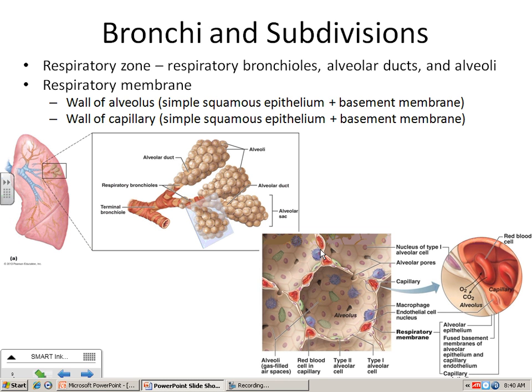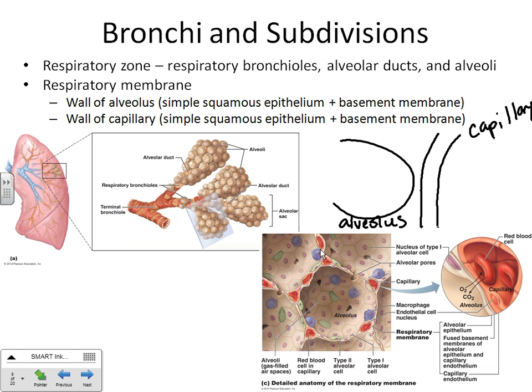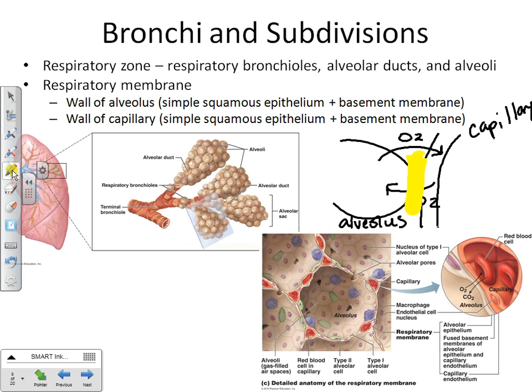Okay? So at the very bottom, I have one alveolus, right? Wrapped around that alveolus, right next to it, there's going to be a capillary. Okay? We need the oxygen to go from the alveolus into the capillary, right? And we need what to come from the capillary into the alveolus? CO2. Okay? The respiratory membrane is simply the area right there where those two interact with each other.